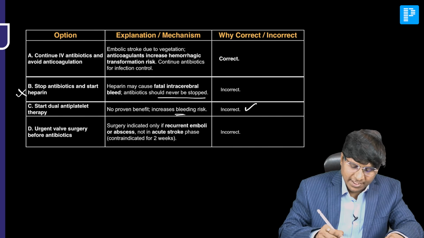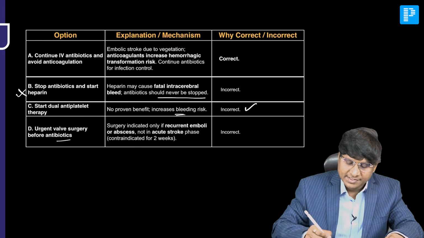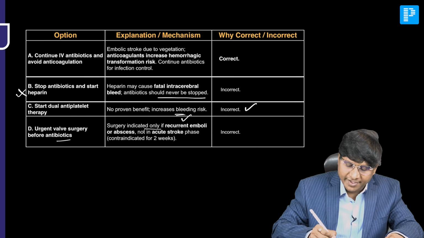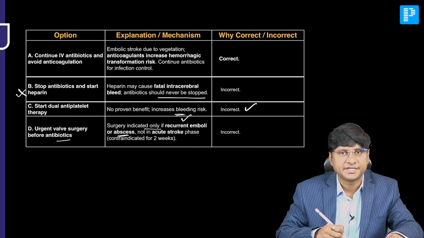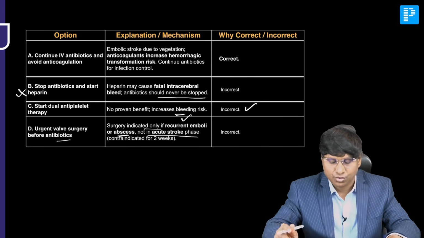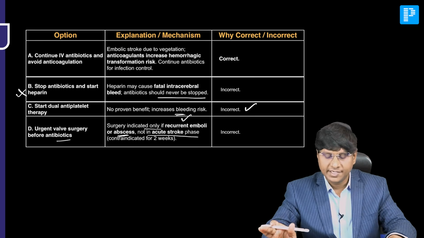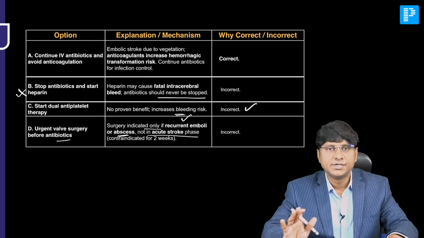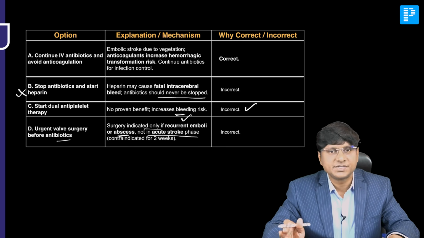Then you take option 4, urgent valve surgery before antibiotics. See, surgery is indicated only if recurrent emboli or an abscess is present. And surgery is not indicated in the acute stroke phase. So that is the reason why your fourth option is incorrect.